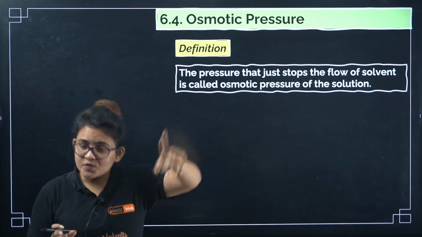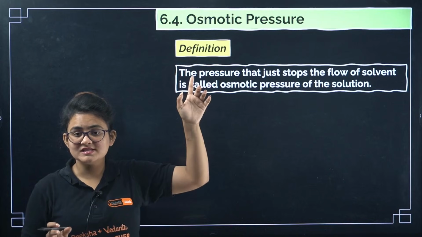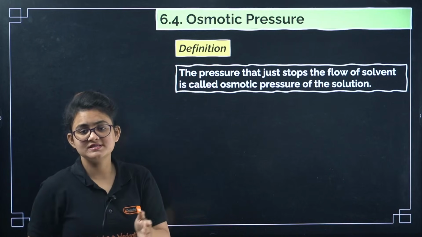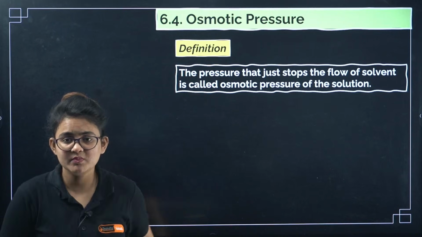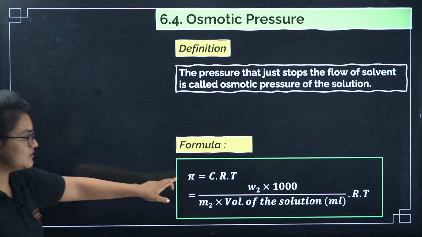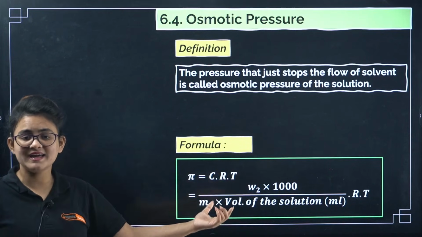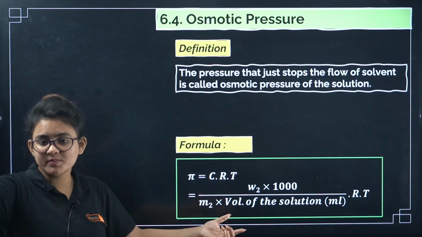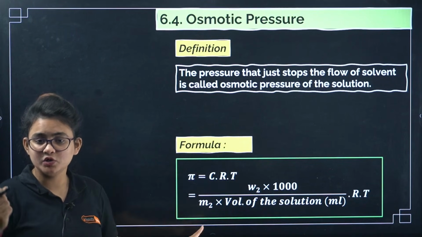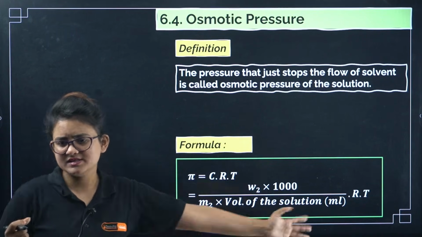So osmotic pressure is what? Osmotic pressure is something that stops the flow of this solvent, right? That is osmotic pressure. So here pi equals CRT. This is the formula. C is the concentration term here. Concentration term, if you break it, is n by V, and further if you break n, you will get W2 by M2, right? Now the rest of the things you know.